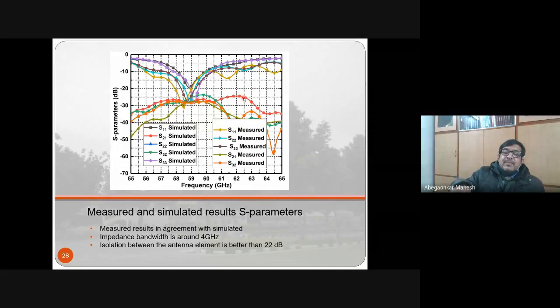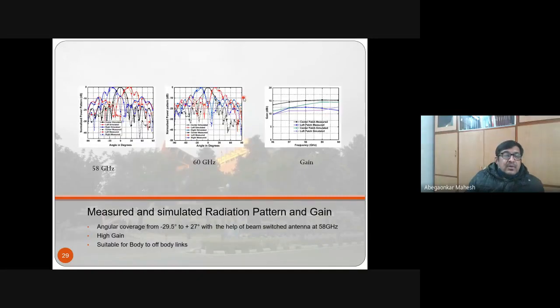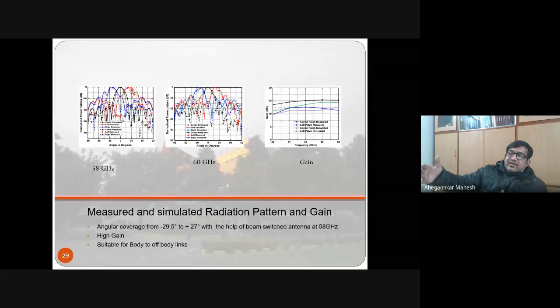Then these are the radiation patterns. As you would expect, there are three different patterns. The center patch is the black curve, the left patch is the blue curve, and the right patch is the red curve. So you get radiation at three different angles. So even if the off-body device is slightly off here or there, it is still covered because of these three antennas' radiation patterns. Gain plot is shown here.